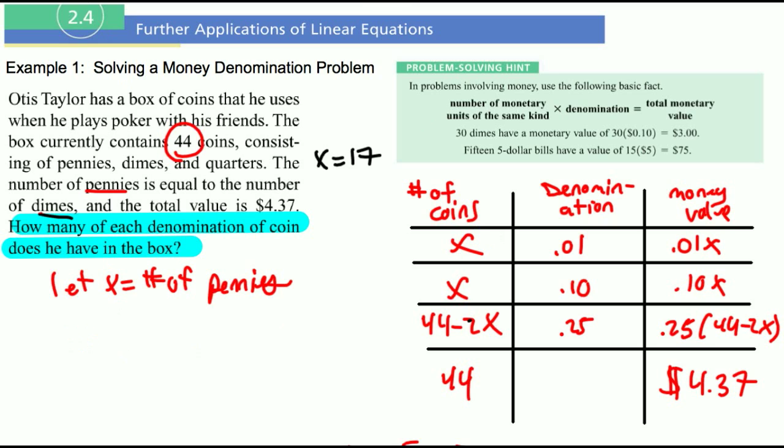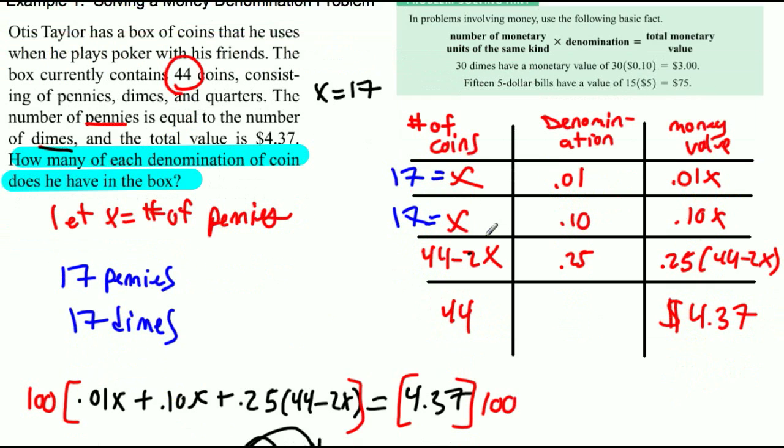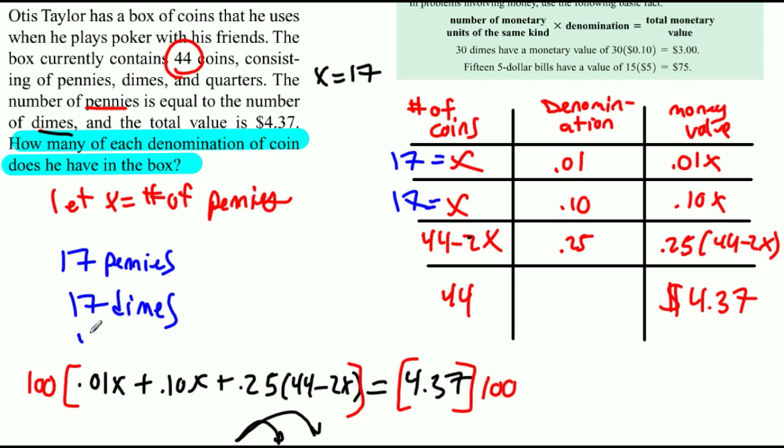Let me change my color there. I know I'm going to have 17 pennies, right? If I plug in 17 right here. Well, that means that this must be 17 too, because they're both x. That means I have 17 dimes. And if I want to figure out how many quarters, I'm going to plug 17 in for x. So 44 minus 2 times 17 was actually just 10. So 10 quarters. So we have it right there. We have 17 pennies, 17 dimes, and 10 quarters.